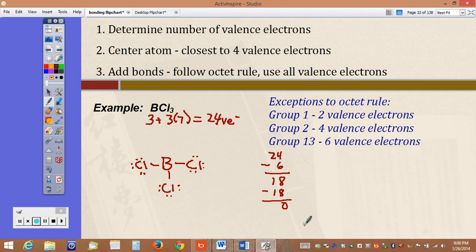But let's see that everybody has an octet. This chlorine has 2 shared electrons plus 6 unshared. It has 8 total valence electrons. It has an octet. Each of these chlorines look exactly the same and also have an octet. Boron in the center, though, has 1, 2, 3 bonds. Each bond has 2 electrons. It has 6. But as a member of group 13, that satisfies his rule, and he is stable with just 6.